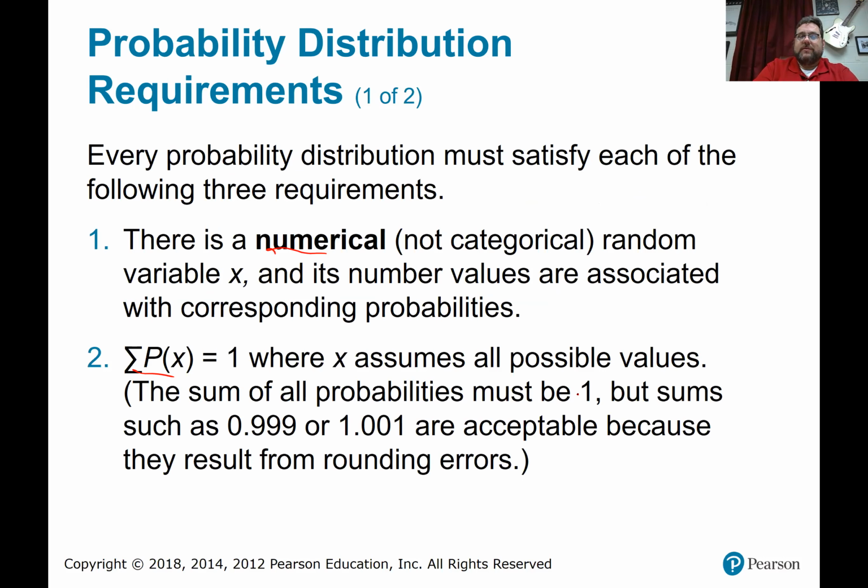Now, if you look here, sums like 0.999 or 1.001, there may be times when you're doing a problem, although you probably won't, but there may be times when you try to add up all the probabilities and you get something that's very close to 1, like these two things, 0.999, 1.001, and we're going to go ahead and say that's basically 1. Somewhere in the rounding off of the probabilities, we got just a little bit of error in there, but it's not enough to worry about.